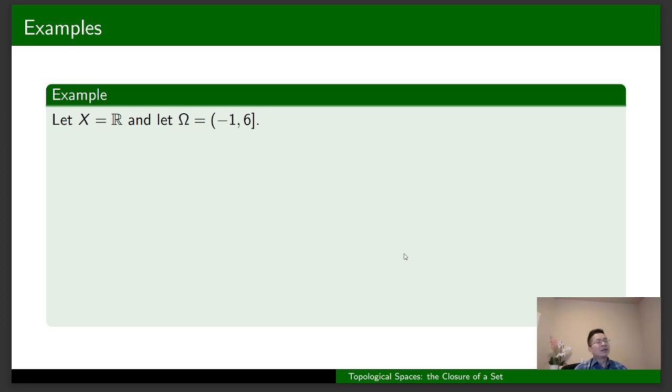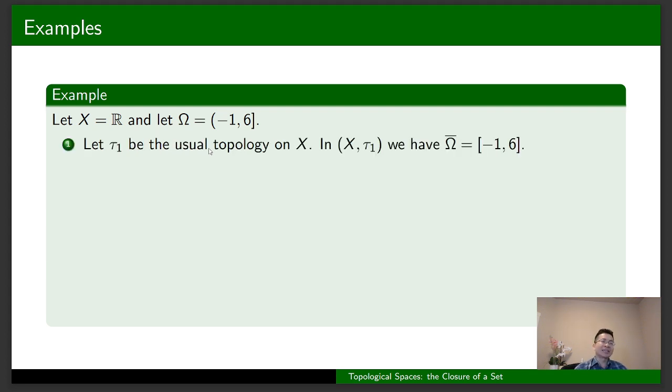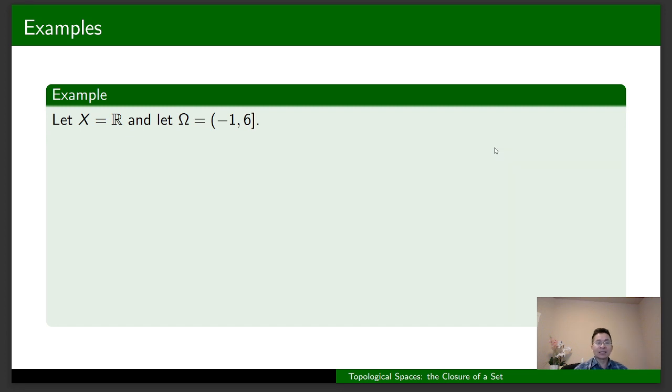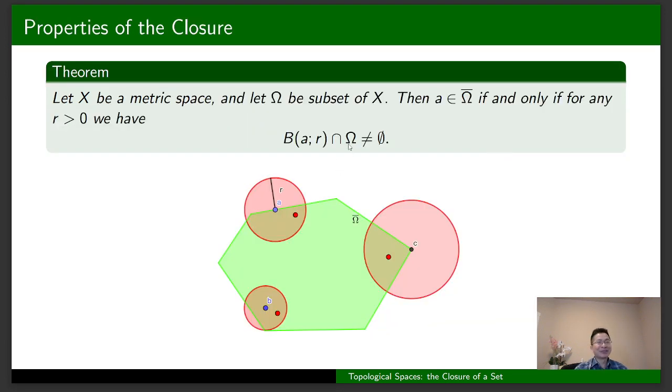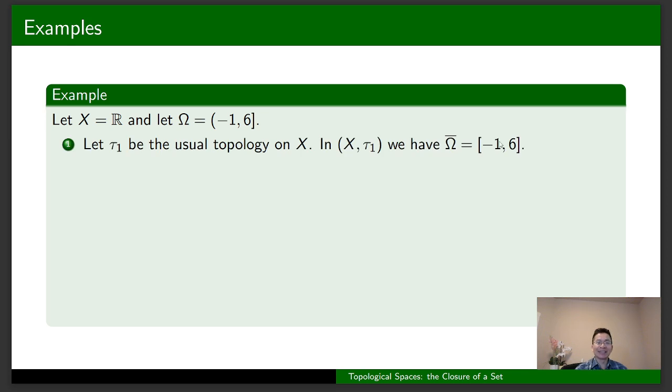In this example, the set X is the entire real line, and the set omega is the interval from -1 to 6. Depending on the type of topology we consider on X, the closures of omega could vary. Let's look at the first one. Let tau 1 be the usual topology on X. In X with tau 1, the closure of omega is the closed interval from -1 to 6. We can prove this using the definition of the closure. At the same time, you can also use this theorem to show that the closure of omega is this closed interval.